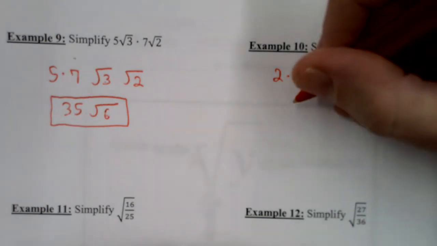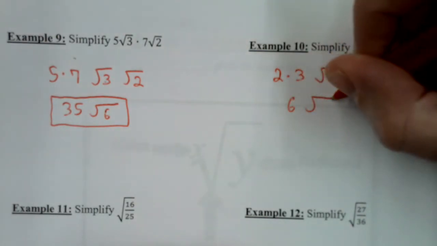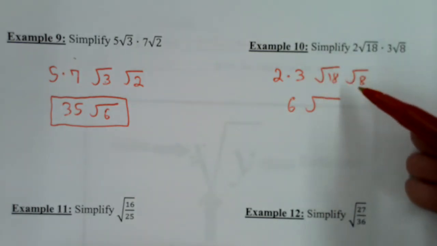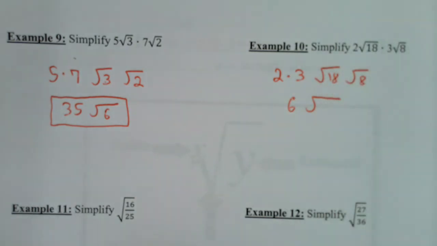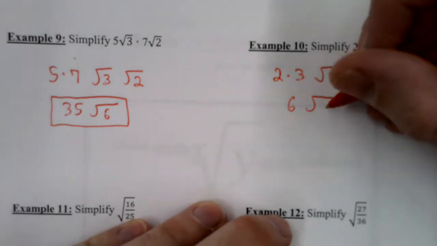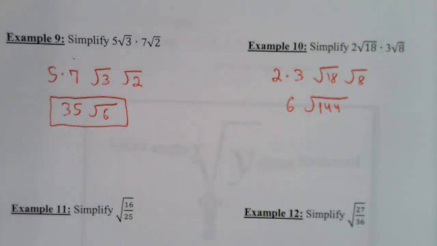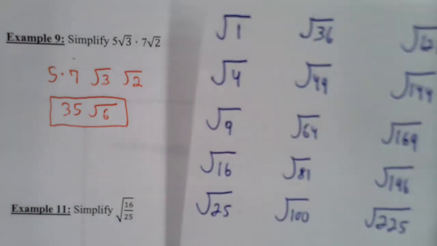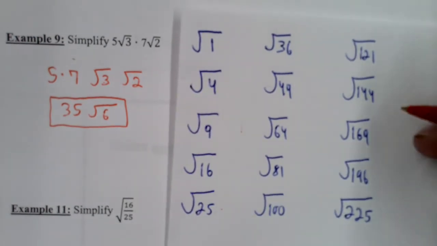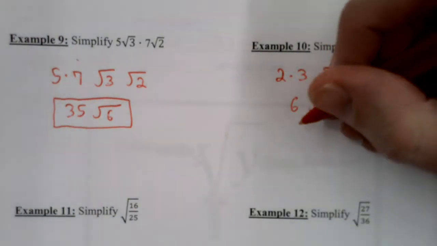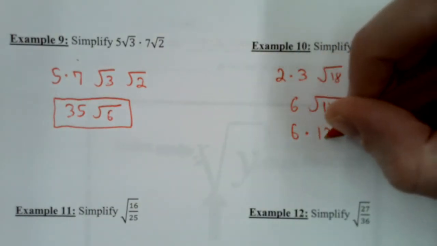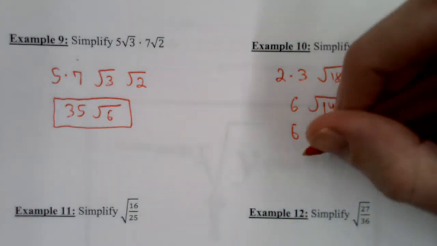2 times 3 is 6. I'm going to multiply the radicals together. You could simplify each one separately and get to the same final answer as me. But if you do 18 times 8, you get 144. That's a perfect square number. That's on our list of perfect squares. The square root of 144 is 12. So this is equal to 6 times 12, which is 72.